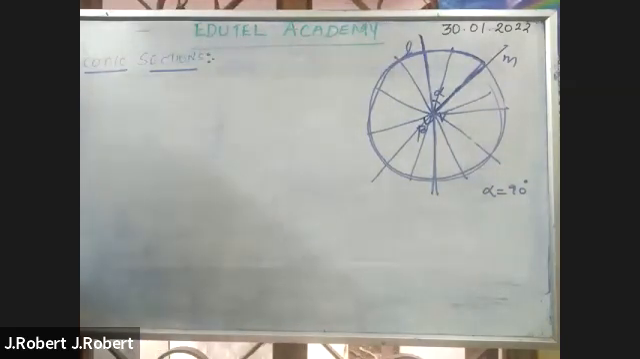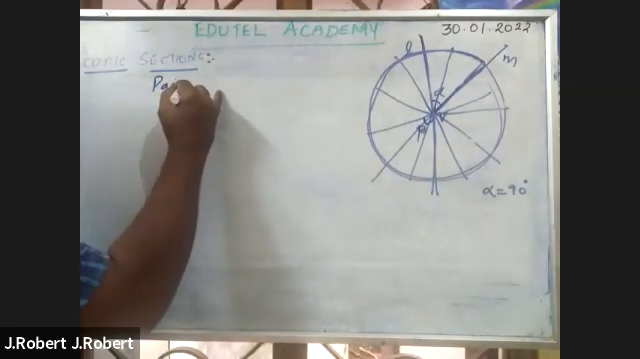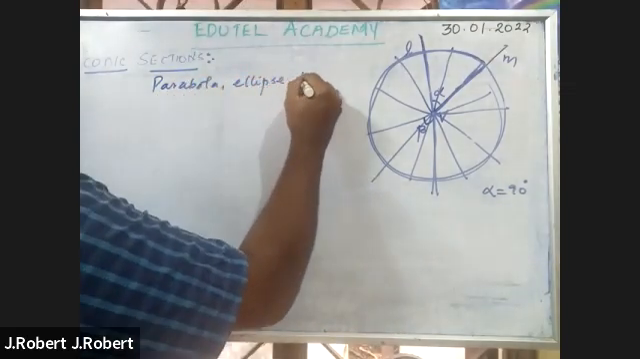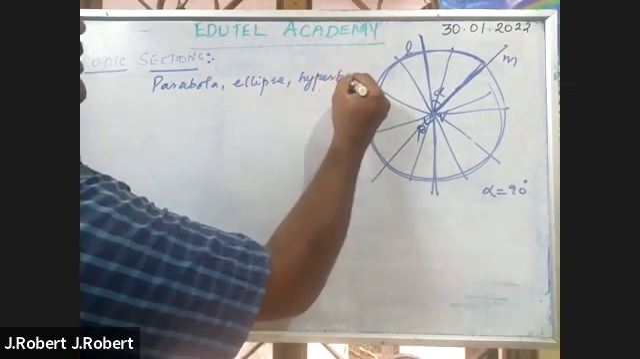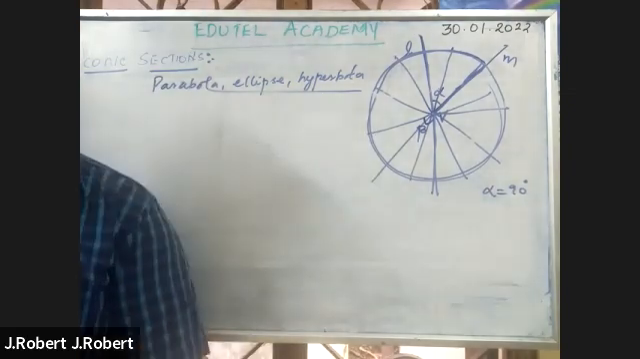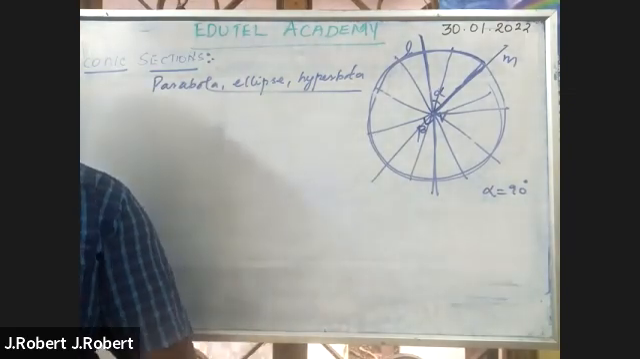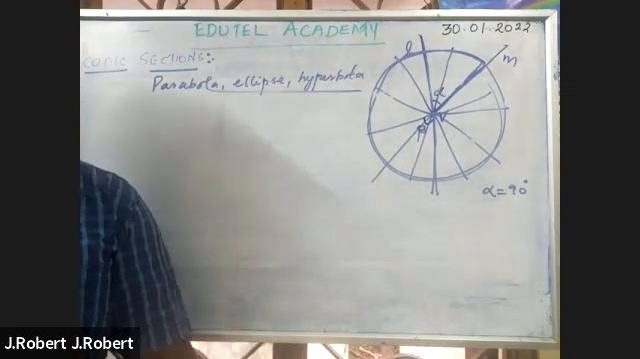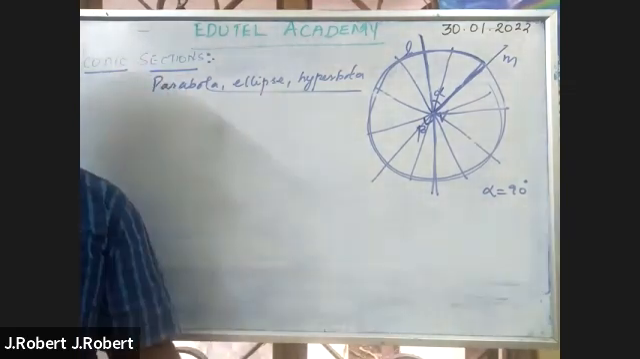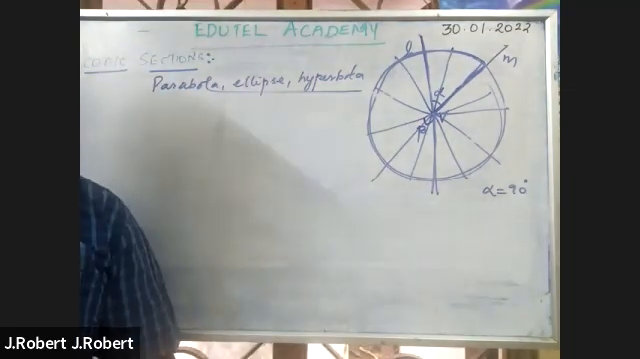Now, this parabola, ellipse, hyperbola, where it is useful, where we can apply. நான் ஏற்கனவே சொல்லியிருக்கேன் இல்லையா? நல்லா கவனிச்சிங்க. Are you all listening? Please reply to me. Right. So where it is applicable, we want to find out the applications of this analytical geometry, this conic section.